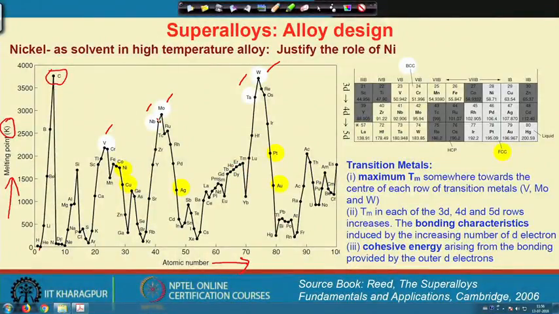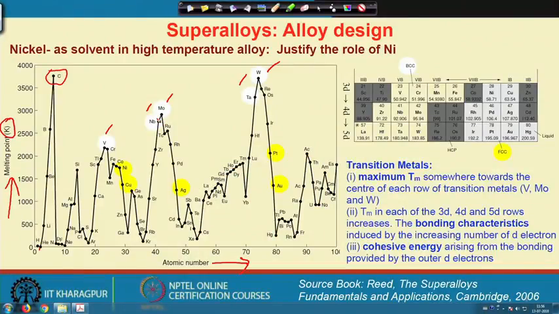Yes, I also told that BCC elements, molybdenum and tungsten, if you expose them to higher temperature in the presence of oxygen, they all produce volatile oxides. Volatile oxides cannot give you any protection from oxidation. And then we must consider some other things.